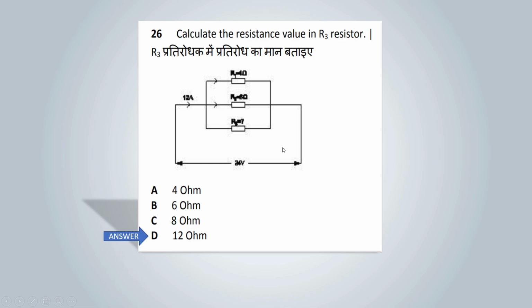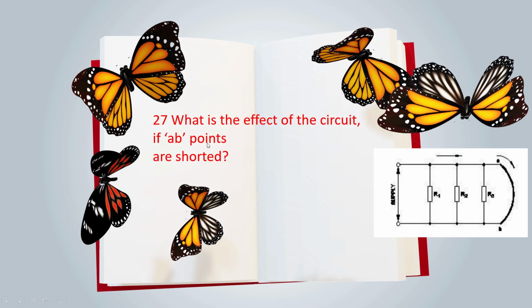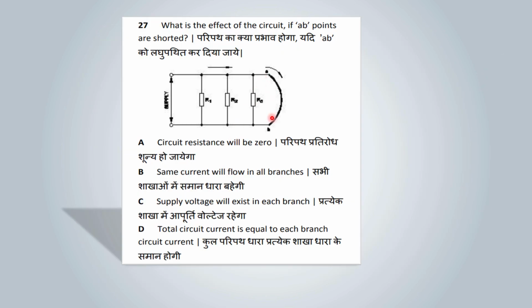What is the effect on the circuit if AB points are shorted? Friends, if we short these two points AB, this becomes short circuited. In short circuit condition, the resistance is 0. Therefore, circuit resistance will be 0.